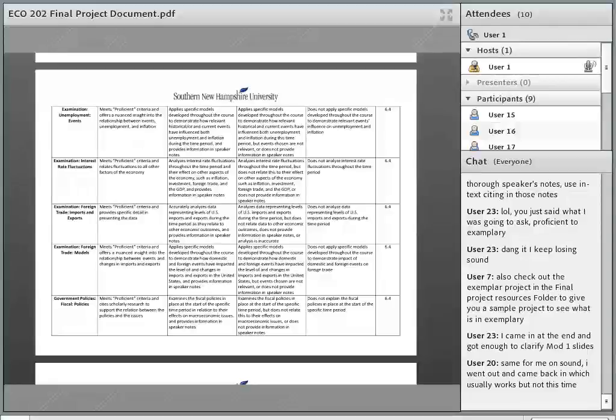The unemployment events, which is this first one here, again, this is another one that asks for a nuanced insight into the relationship between events, unemployment, and inflation. So that's just an area where you're going to want to read over what you have and just see how you can go deeper or add some additional examples to really show your understanding.